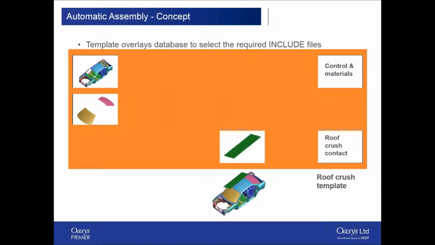And here's a third example, a roof crush template. So here we're including the body in white and the glazing, but we're not including any wheels or engine or anything like that. We've got a particular roof crush contact include file we're including here, and so on. So this is another template. As you can see, we've got a database referencing all the individual components of include files, and then the templates select which ones are required for each separate load case.